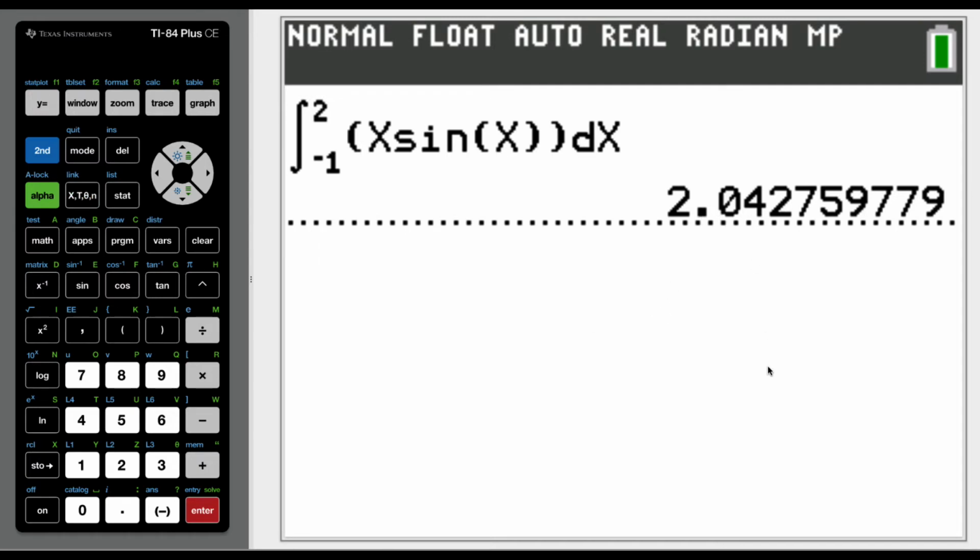So regardless of how your calculator actually looks, whether it's an older model or a newer model, it does the calculations the exact same way. We get the exact same answer. It just looks a little bit different on our screen.